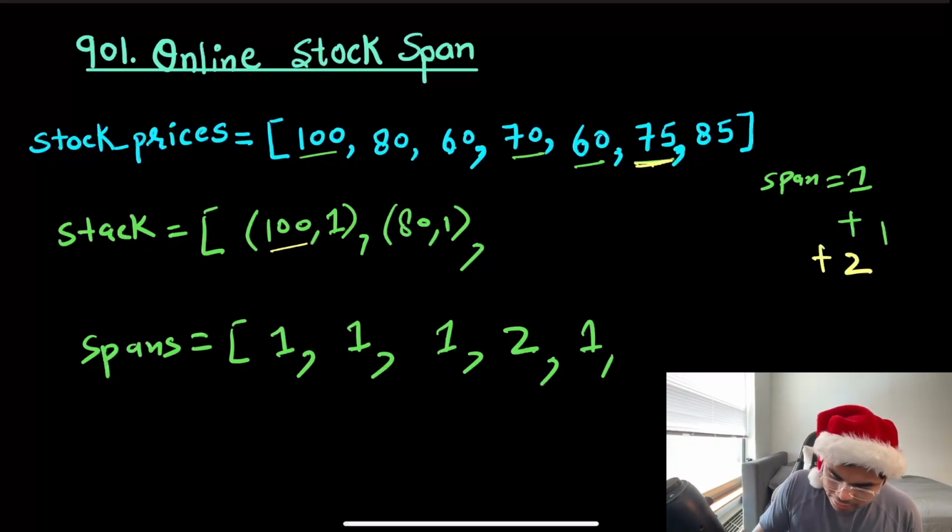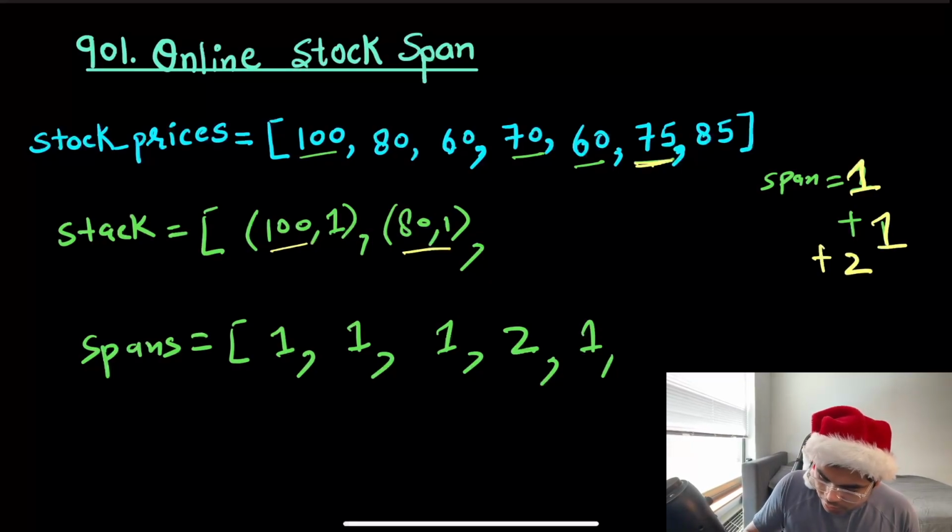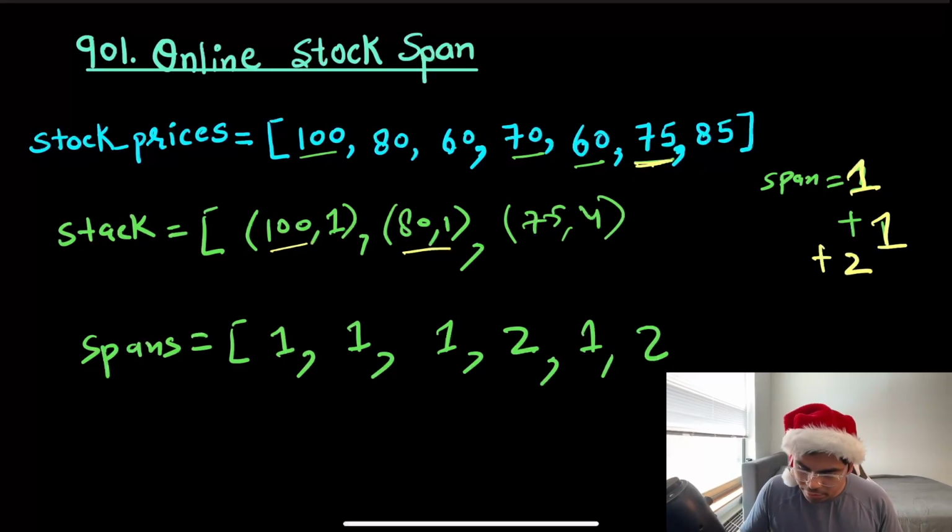Then I see 80 is not lesser than 75, so currently I have calculated 1 plus 1 plus 2, so the answer here would be 4 for 75, and then I'm gonna push this as 75 and 4. Oh my god, this is not 2, this is 4.